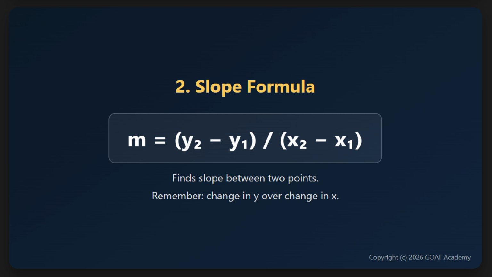To find the slope between 2 points, use the formula m equals y2 minus y1 divided by x2 minus x1. This gives you the rate of change, or how much y changes for each change in x. A simple way to remember it is rise over run, or change in y over change in x.